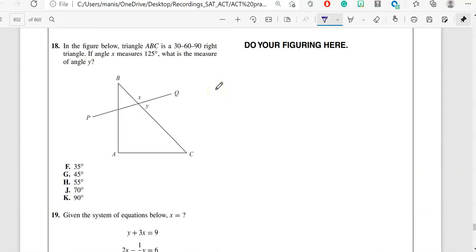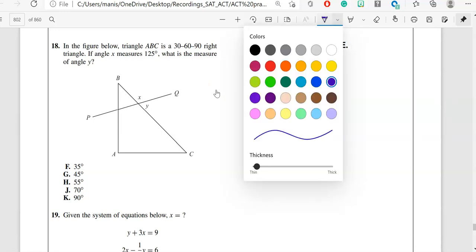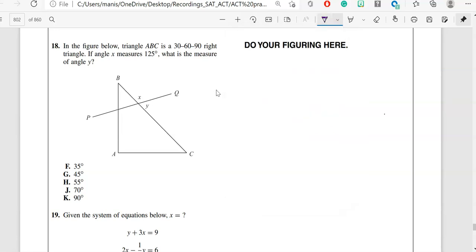Question number 18. In the figure below, triangle ABC is a 30, 60, 90 degree right triangle. If angle X is 125 degrees, what is the measurement of angle Y?